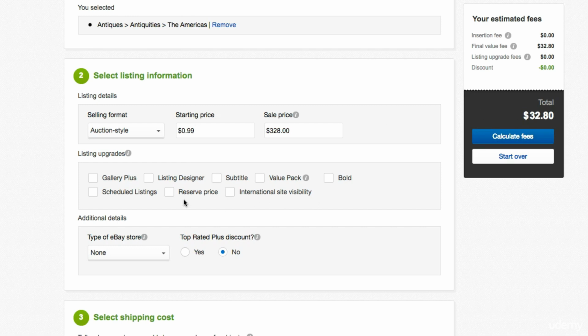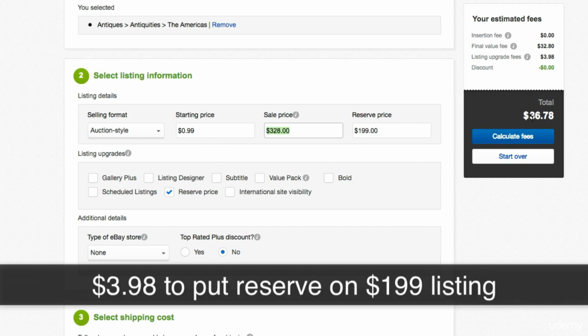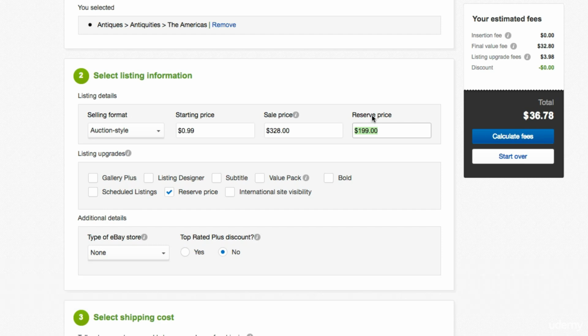So you have to think about, do you want the reserve price right there? The big difference between the reserve price of $199 and the item itself without the reserve price was only $4. So putting the reserve price in there, think about it as an insurance for your listing. You want to make sure the item sells at this price and you're not willing to let it go.